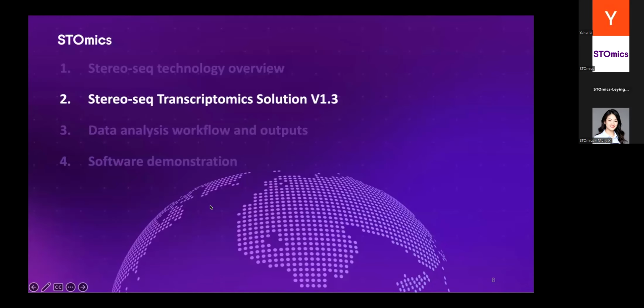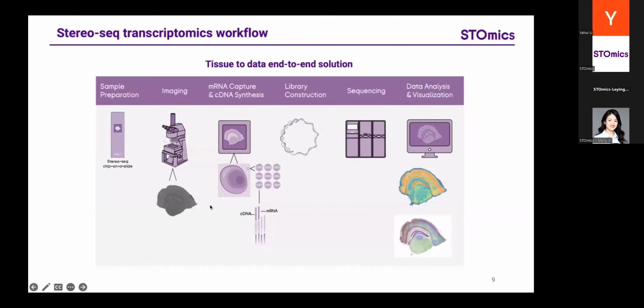Now, let me introduce the Stereo-seq transcriptomics solution v1.3, which is the newest version of this product. This is the experimental workflow. Briefly, it includes 6 major steps: sample preparation and imaging, permeabilization experiment and transcriptomics experiment, library preparation, sequencing, and data analysis and visualization.